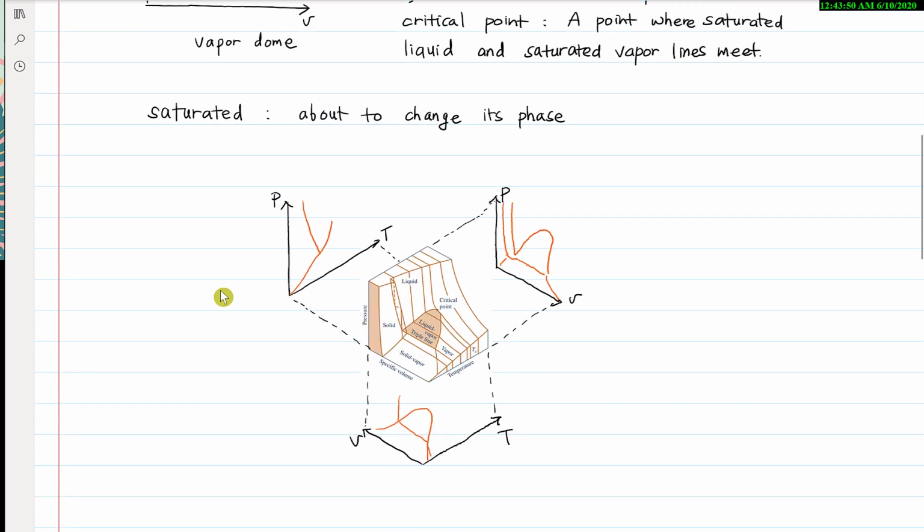The state principle for simple compressible systems states that two independent intensive properties can fix the state. So we can project the PVT surface onto the PT plane, the PV plane, and the TV plane. So we can easily read and understand the variations of properties during the phase change process through the three property diagrams. So let's take a look at each diagram.